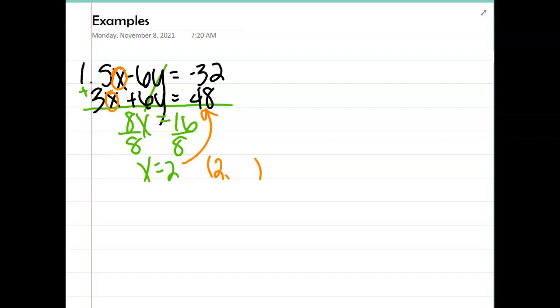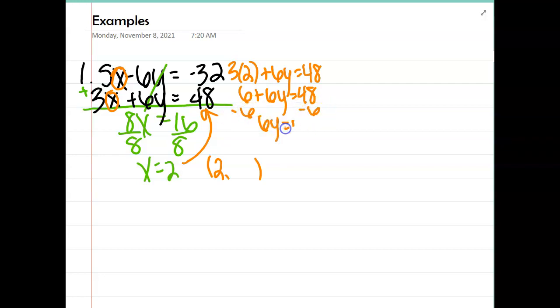I might plug it into the second equation, maybe just a little bit easier. So we do 3 times 2, plug it in for x, plus 6y equals 48. 3 times 2 is 6, plus 6y equals 48. Subtract 6 from both sides. So 6y equals 42. Divide by 6, we get y equals 7, for an answer of 2 comma 7.